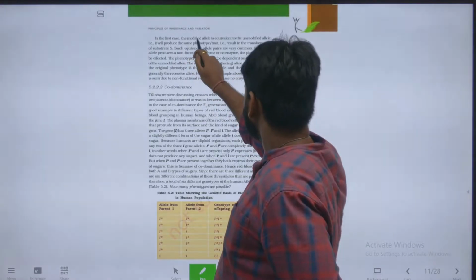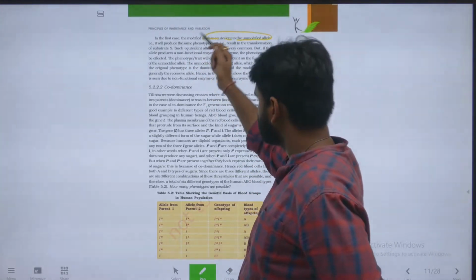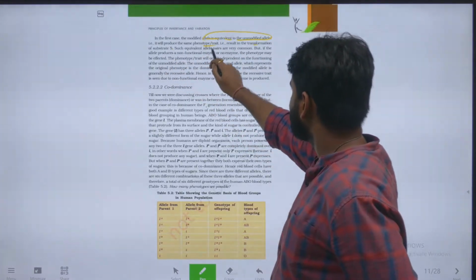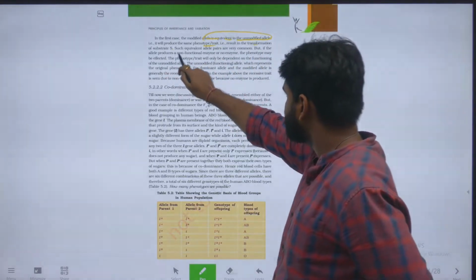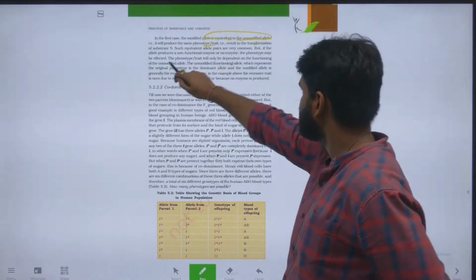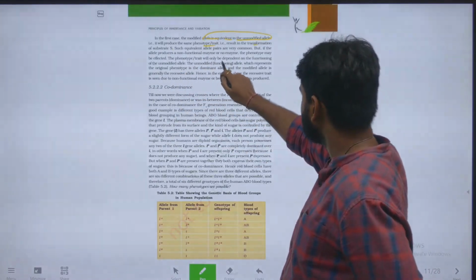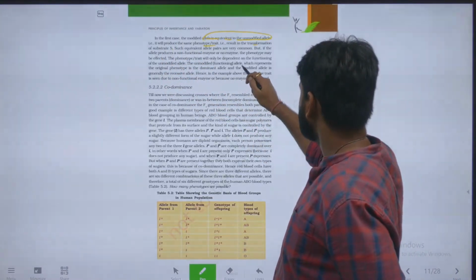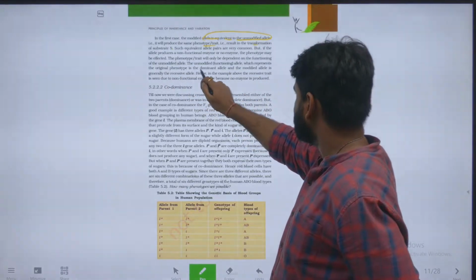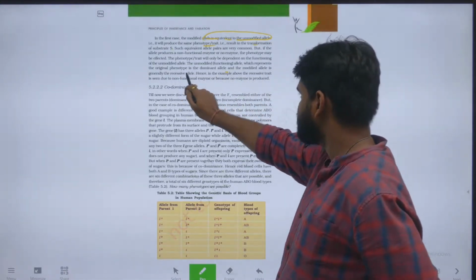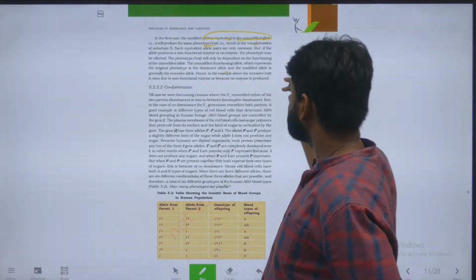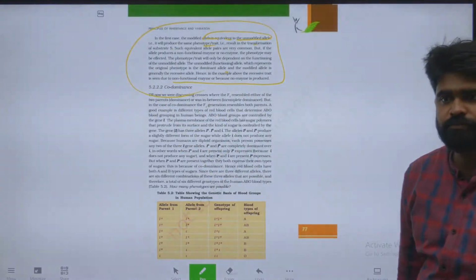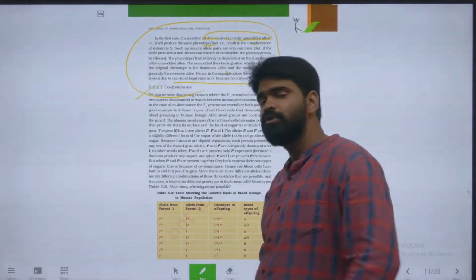In the first case, the modified allele is equivalent to the unmodified one. It will produce the same phenotype trait, resulting in the transformation of the substrate. Such equivalent allele pairs are very common. But if the allele produces a non-functional enzyme or no enzyme, the phenotype may be affected. The phenotype trait will depend only on the functioning, unmodified allele, the one which is not affected. The unmodified or functioning allele, which represents the original phenotype, is the dominant allele, and the modified allele is generally recessive. Hence, in the above, the recessive trait is due to a non-functional enzyme or because no enzyme is produced at all. Clear?